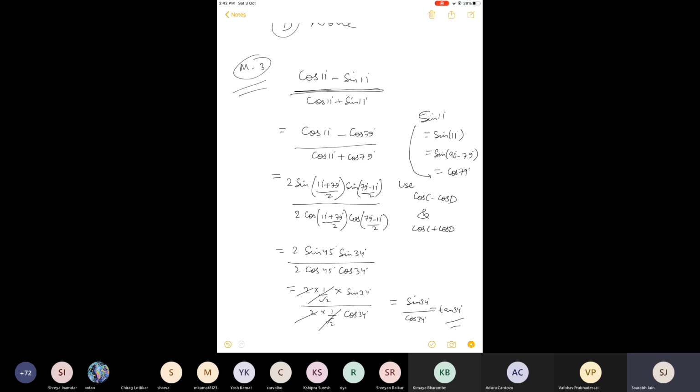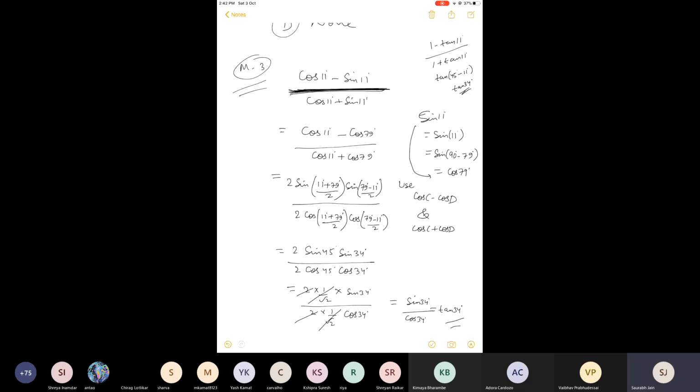So in this way we can proceed by any one method. Either I can change this whole question in terms of sine, or in terms of cos, or in terms of tan. If you remember the first method, I divided numerator and denominator by cos 11 degree, and then I changed it into the form 1 minus tan 11 degree upon 1 plus tan 11 degree. Then using the formula 1 minus tan theta upon 1 plus tan theta equal to tan 45 minus theta, from there also it came tan 34.